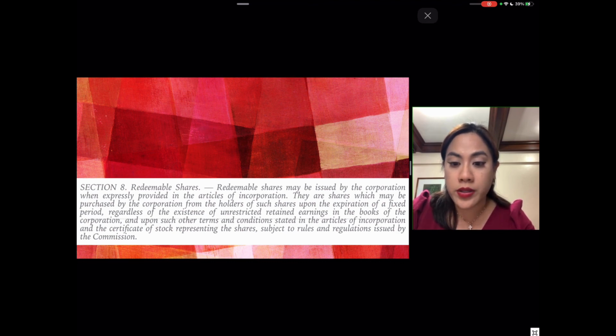purchased or acquired. And this power to purchase or acquire must be for a legitimate purpose, including elimination of fractional shares, to collect or compromise an indebtedness to the corporation arising out of unpaid subscription, and to pay dissenting or withdrawing stockholders. On the other hand, redeemable shares need not have a purpose as long as the terms and conditions are stated in the articles and in the certificate, and it's subject to the rules and regulations of the commission.